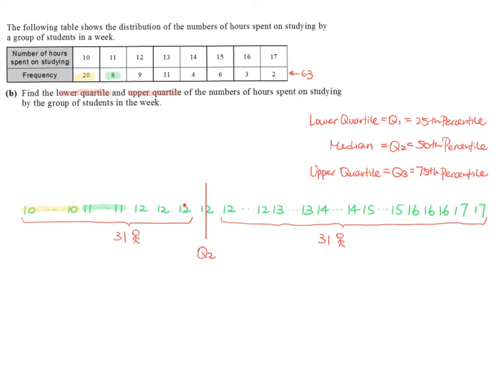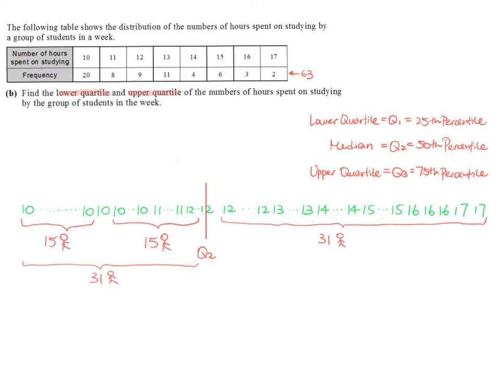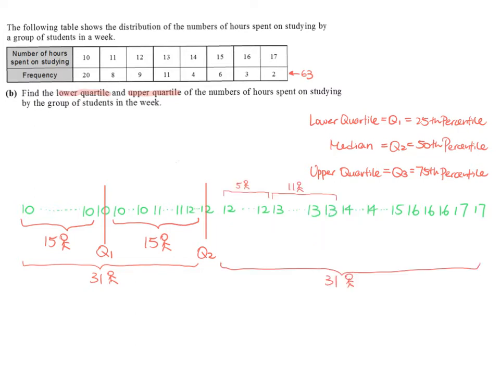Then you start looking at the left-hand side of the median. There are actually 31 students here, and it looks like that in terms of the data because there are 20 out of 31 with 10 hours, right? And so if you're looking at the middle, it would actually look like this. And so the 16th 10 would be the lower quartile.